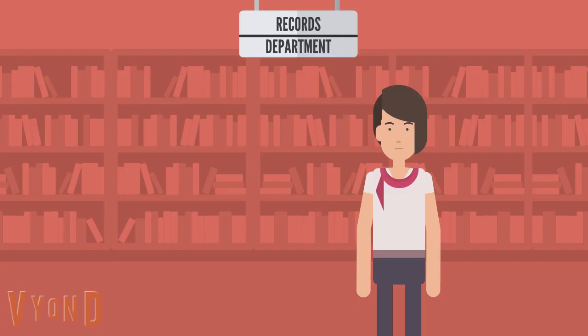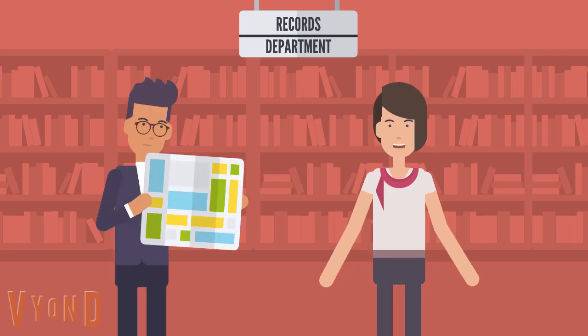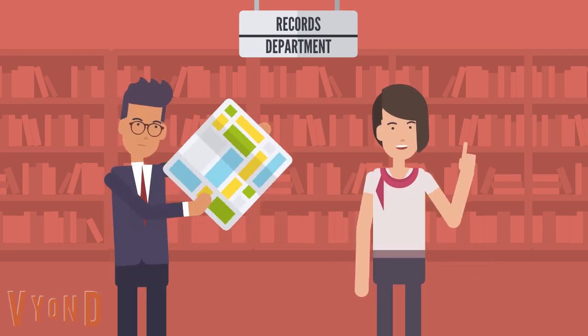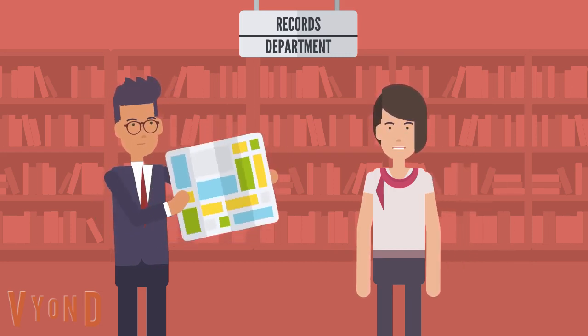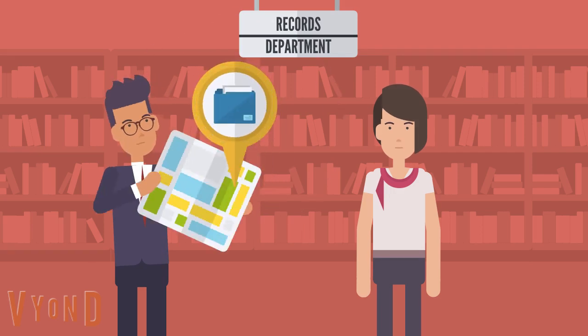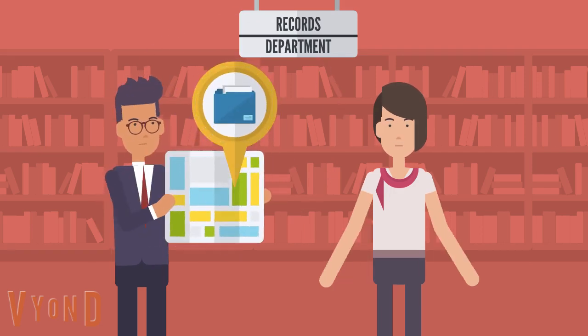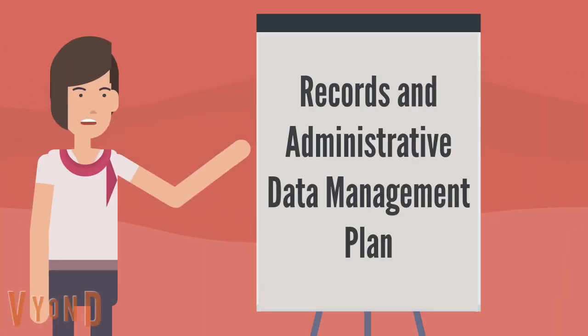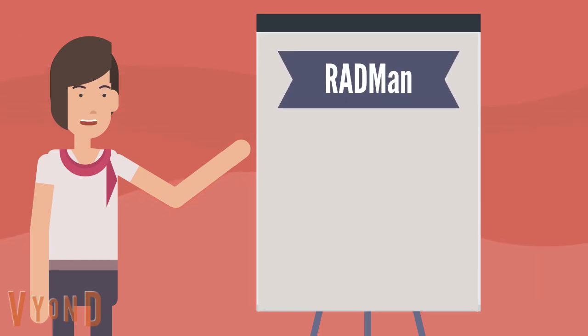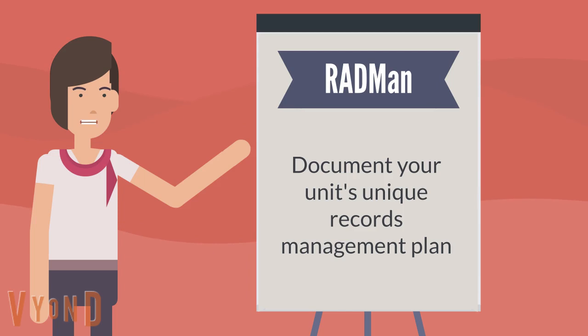The first step in developing standards for filing records is the creation of a file plan. A file plan is a document that outlines what records you or your unit manages, including where they are stored and in what format, who has primary responsibility for the records, and finally, how long they should be retained. At the university, we call a file plan a Records and Administrative Data Management Plan, or for short, RADMAN plan. We want you to document how you manage your unit's records, as well as any important administrative data or other files that support your unit's work but may not quite be considered records.